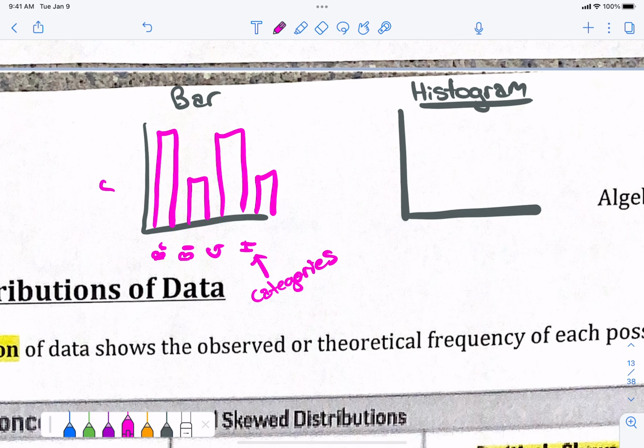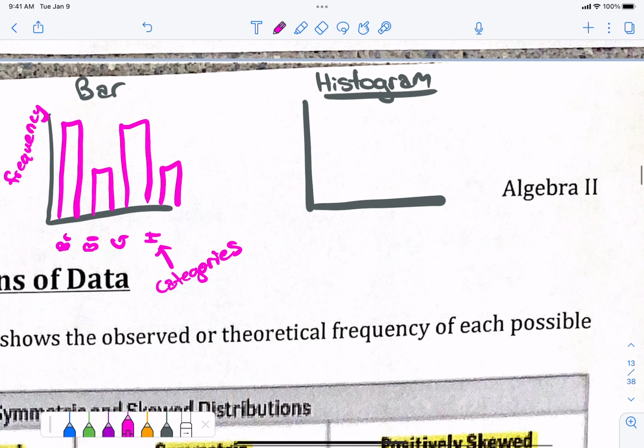And then this over here is called the frequency, which just tells me how many people are in that category. Frequency, which is the number of people that fall into that category. A histogram is a little bit different in the fact that these are going to be all quantities, which are numbers.